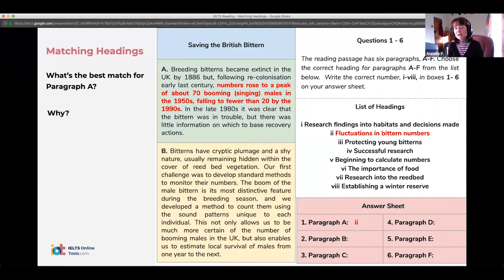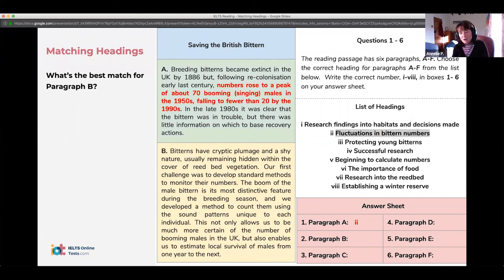Remember, you've got to find the same words. There aren't any words there related to beginning, which there would need to be for it to be 5. There would need to be something about calculation, which there isn't, but there is definitely a change in the numbers. So if you think about overall, what's it talking about? It's talking about the change. So we've already done that one.